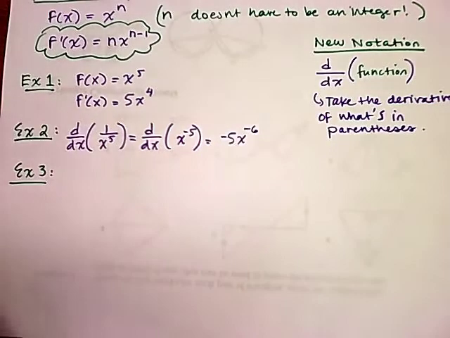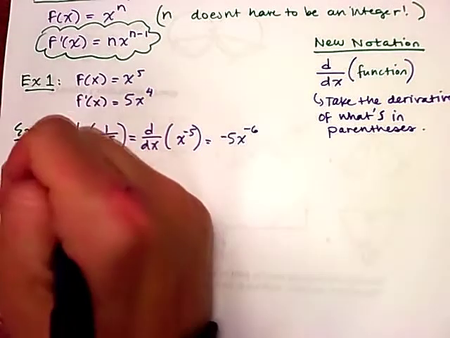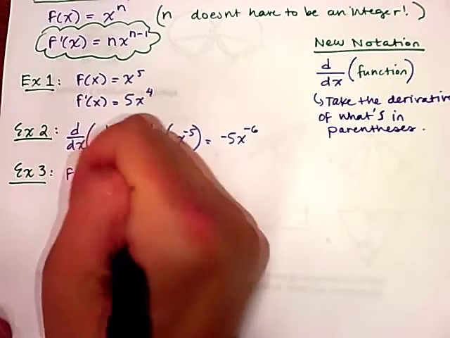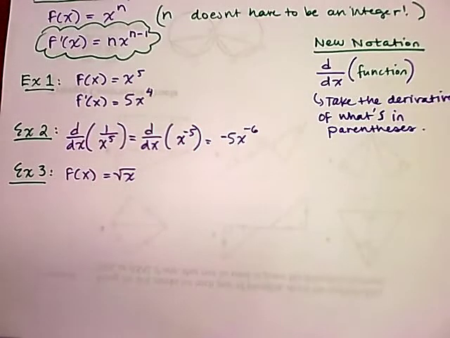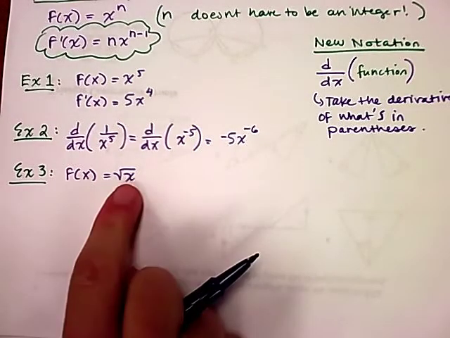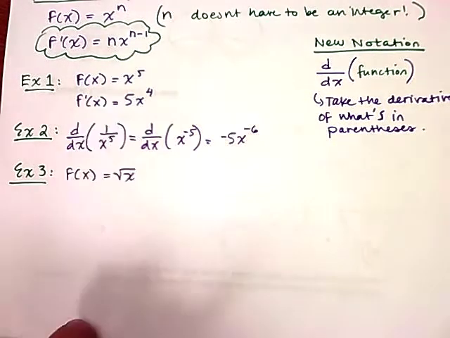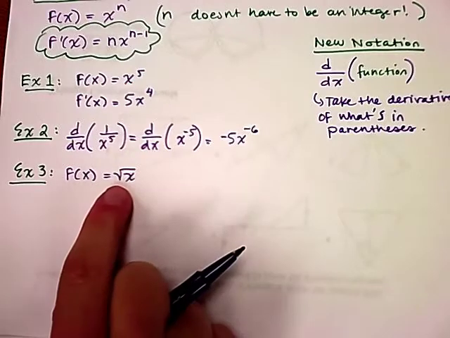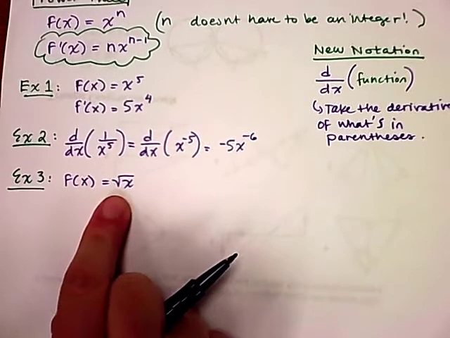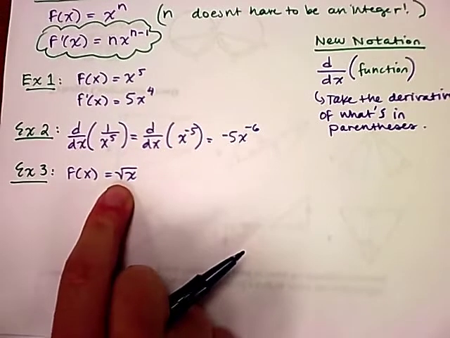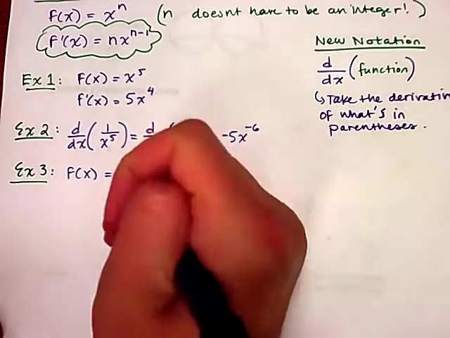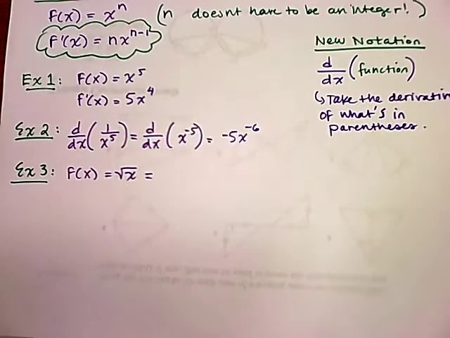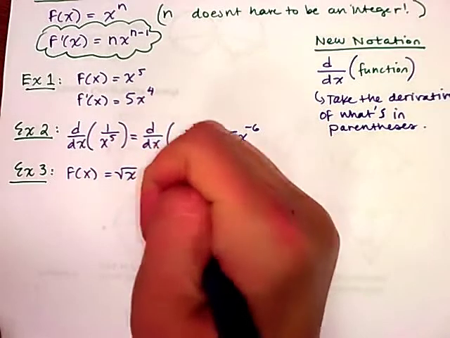Next example. If f of x equals the square root of x. Okay, well, first of all, this doesn't look like x to some power, right? This looks like the square root of x. So how can we actually use the power rule here? Well, you have to remember that square roots, or any sort of roots, can be written as fractional exponents, as rational exponents. So the square root of x is the same thing as x to the 1/2.